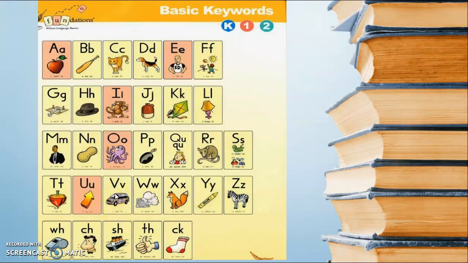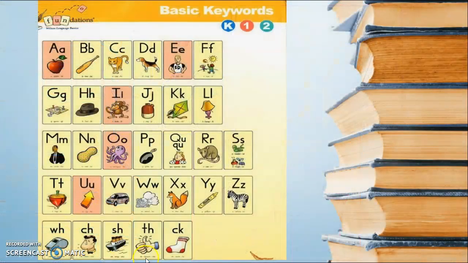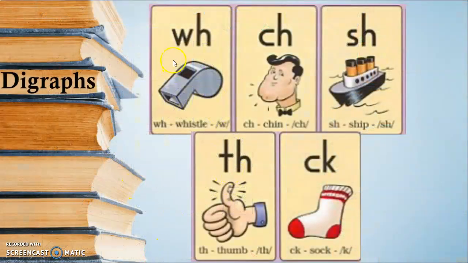Good. Now we come down here. Van, or V, van, V. I think I made two mistakes there. You guys better not be teasing me. All right, let's go to the next page. Digraphs. They were on the bottom screen here, but just so you can see them a little bit bigger. We have WH, whistle, W. CK, sock, K. And today we'll do SH, ship, sh.